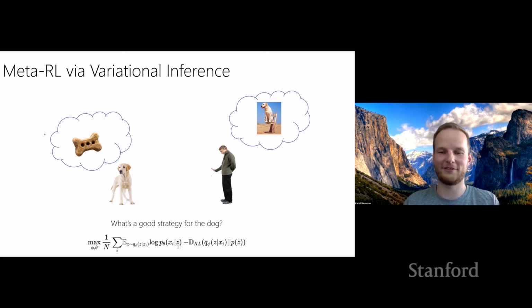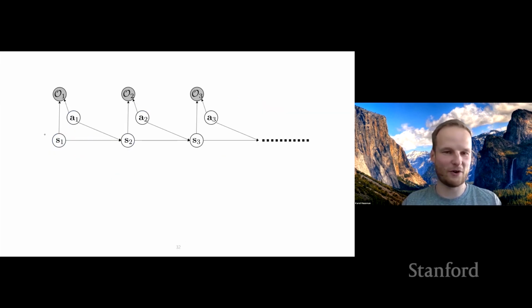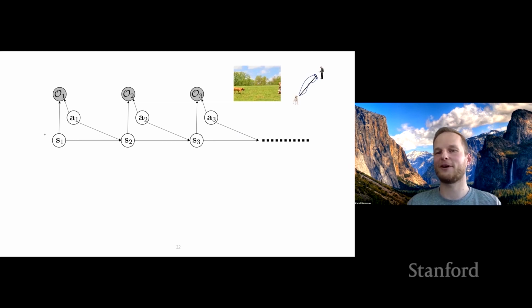All right, and believe it or not, this is connected to our variational inference framework. So we'll talk about that. All right, so before we had the probabilistic graphical model that looked like this, and that described this situation where the dog knows what to do. The dog knows what the task is.